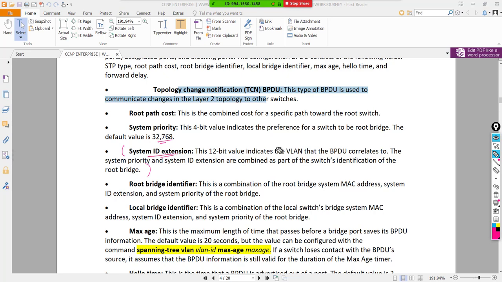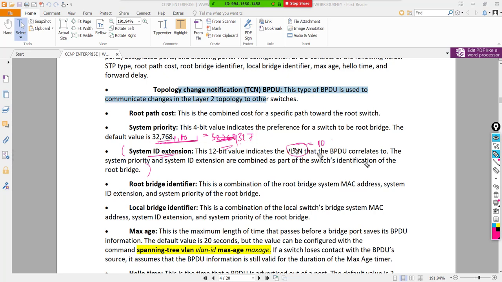What is system ID extension? This is a component which gets added to this, and what gets added is your VLAN number. Let's say I have VLAN number 1. I will add 1 and this becomes 32769. If I have VLAN number 10, then it would become 32778. No one asked me about this.